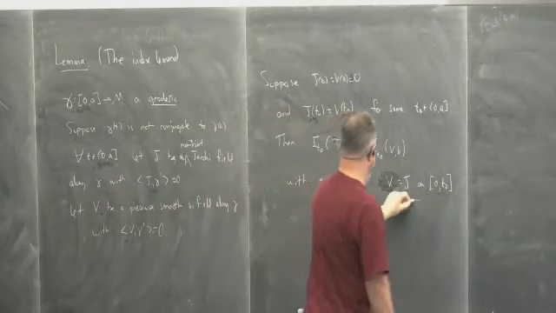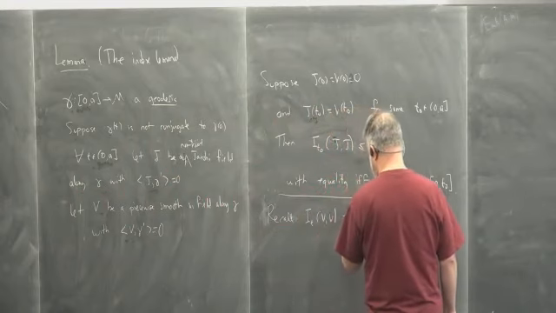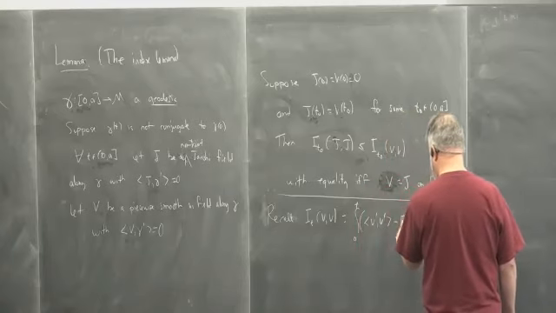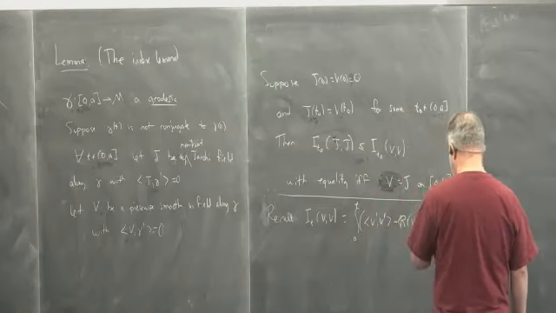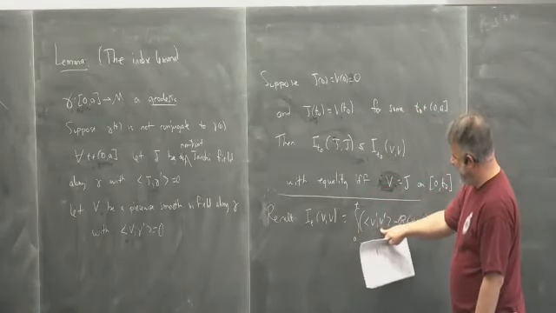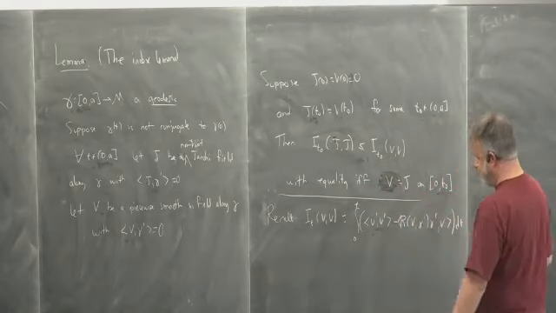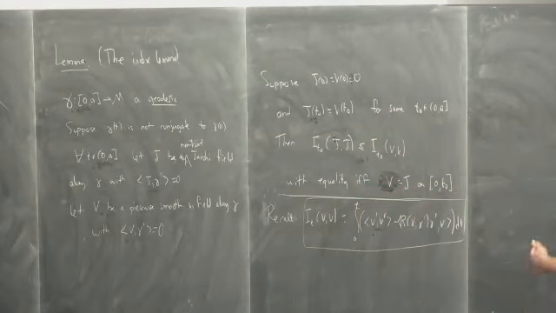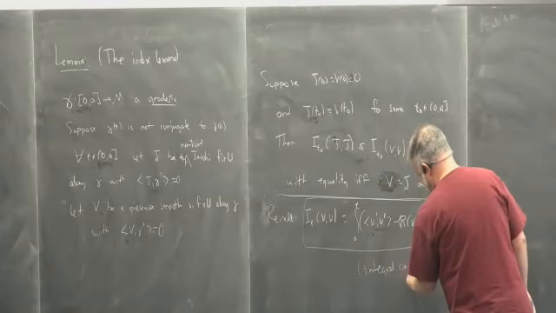And recall, I'll remind you what the index form was. Recall I_T of V, V is the integral from zero to T of the inner product of V prime with V prime minus the inner product of R of V, gamma prime, gamma prime with V. So if you integrate by parts here, you can make this V inner product V double prime with a minus sign, and that's the Jacobi equation. This is where this expression came from, as the integral part of the second variation formula.